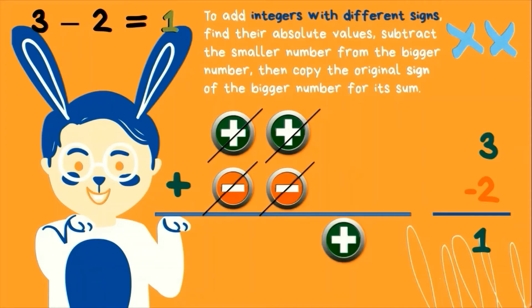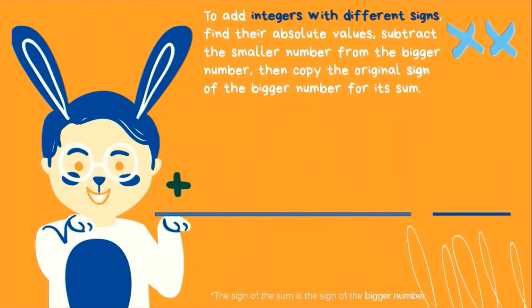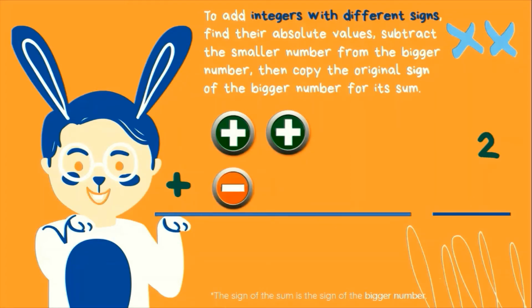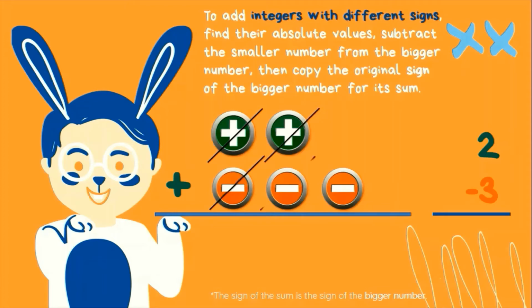Therefore, 3 plus negative 2 is positive 1 because the sign of the sum is based on the sign of the bigger number. Another example, if we have positive 2 added to negative 3, visuals muna tayo. So, since meron tayong dalawang zero pairs, they will be cancelled out. Ang matitira ay yung negative 1. So, dapat ang ating sagot ay negative 1. 2 plus negative 3 is negative 1.